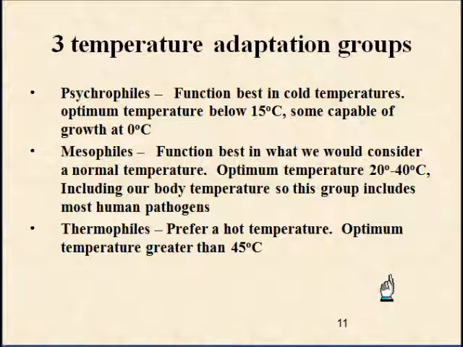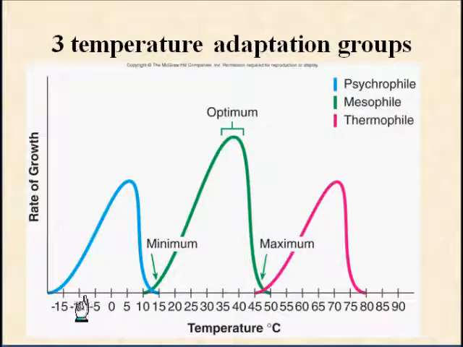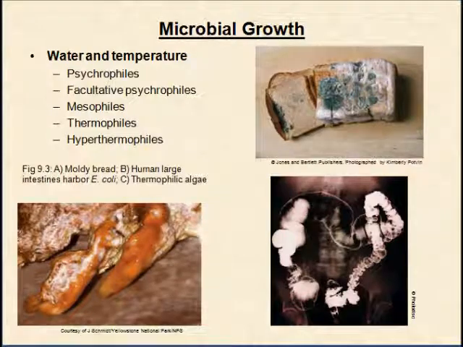Thermophiles prefer a hot temperature, and their optimum temperature is greater than 45 degrees centigrade. So they are also not a threat to us because they are outside of our temperature range. Here are our temperature adaptations, or adaptation groups. We can have minimum, optimum, maximum. Water and temperature. Psychrophiles.